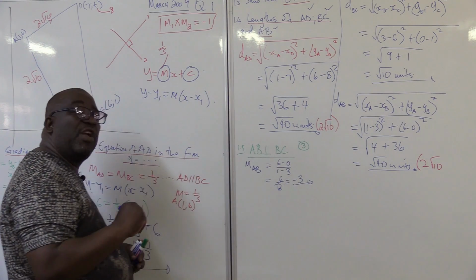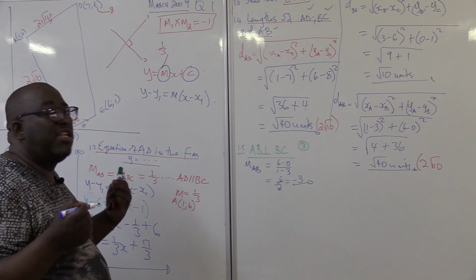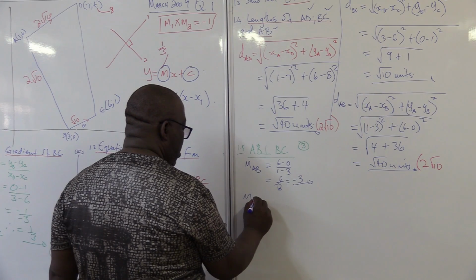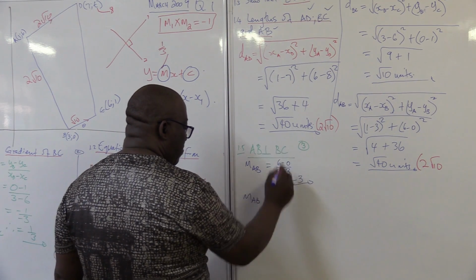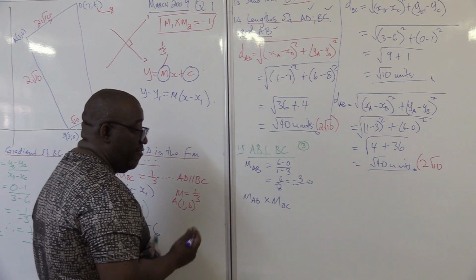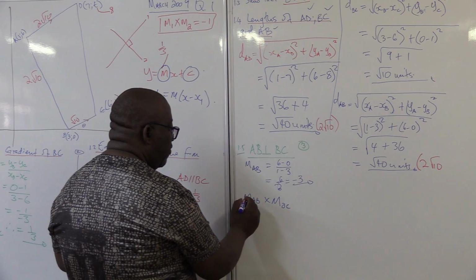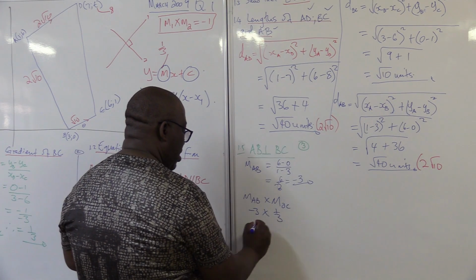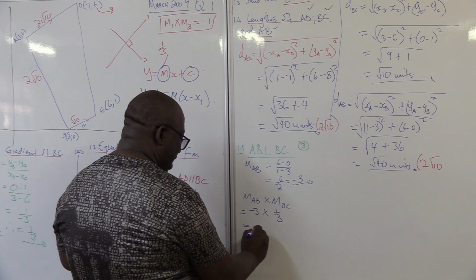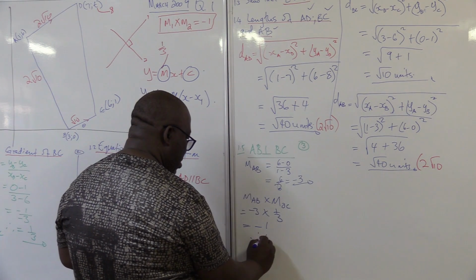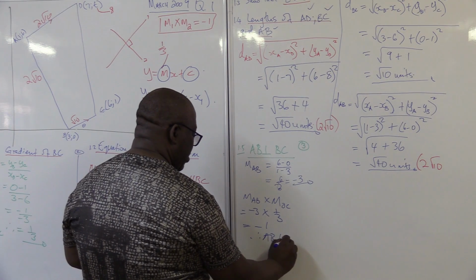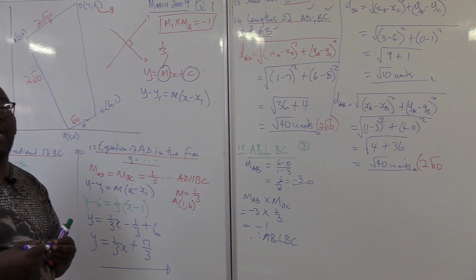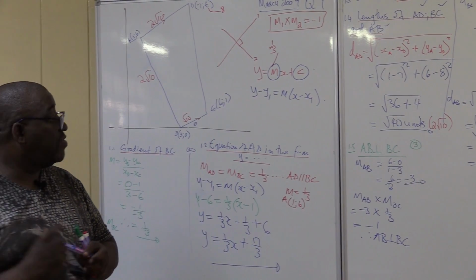Now, if we can show that the gradient of AB times the gradient of BC equals minus 1, then the two lines would have been perpendicular. This is what we are working out. If this gives us minus 1, then we'll be okay. The gradient of AB, we've just calculated as minus 3, times the gradient of BC. In this case, it is 1 over 3. When I multiply this, I get minus 1. Therefore, AB is perpendicular to BC, because the product of their gradients gives us minus 1. So it is true that those two lines are perpendicular.